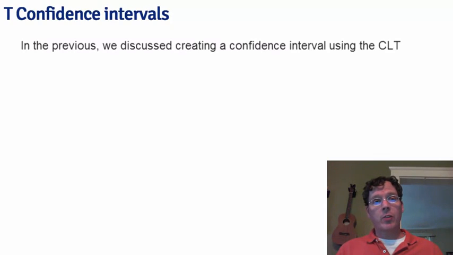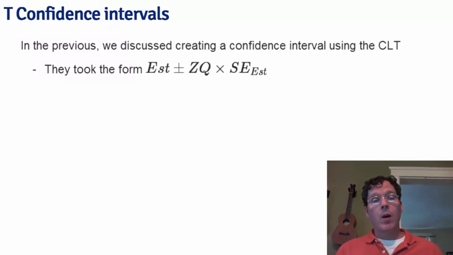In the previous lecture, we discussed creating confidence intervals using the central limit theorem. All of the intervals we discussed took the form of estimate plus or minus a quantile from the standard normal distribution times the estimated standard error of the estimate. In this lecture, we're going to discuss some methods for small samples. Notably, we're going to talk about Student's or Gosset's t-distribution and t-confidence intervals.